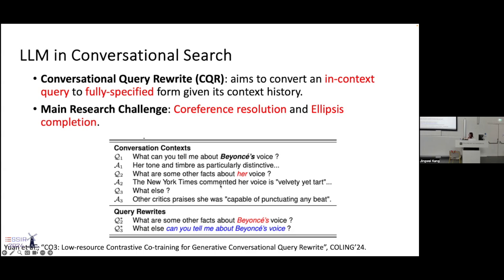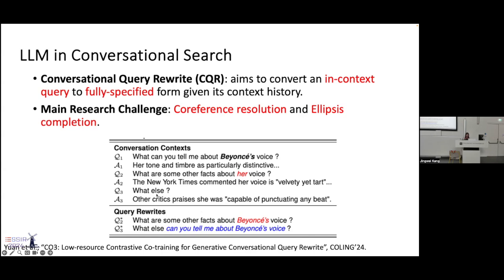Like here, if we take a look at this table, we can see for the second question, what are some other facts about her voice? The term her in the original query is resolved as Beyonce in the rewrite, right? And in the third turn, the omitted information after the term what else is completed after rewriting.